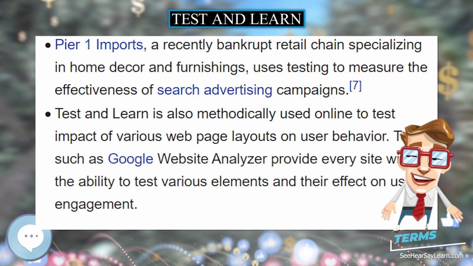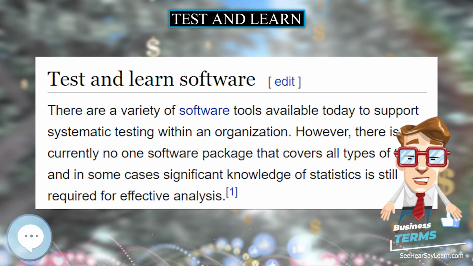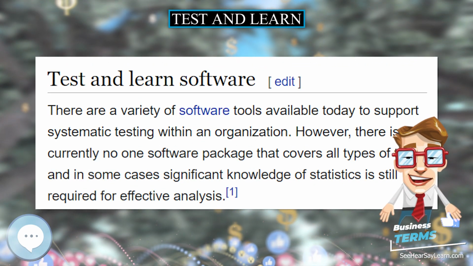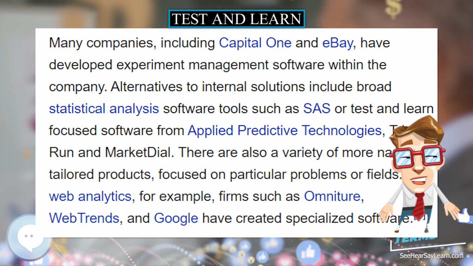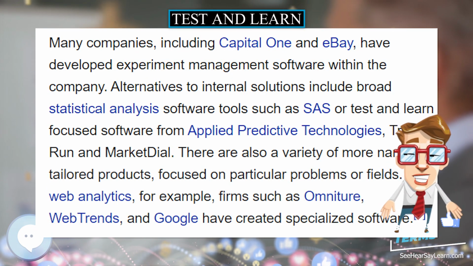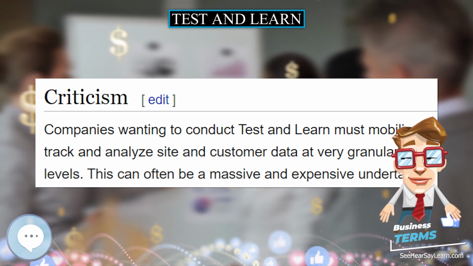Many companies, including Capital One and eBay, have developed experiment management software within the company. Alternatives to internal solutions include broad statistical analysis software tools such as SAS or Test and Learn focused software from Applied Predictive Technologies and Market Dial.